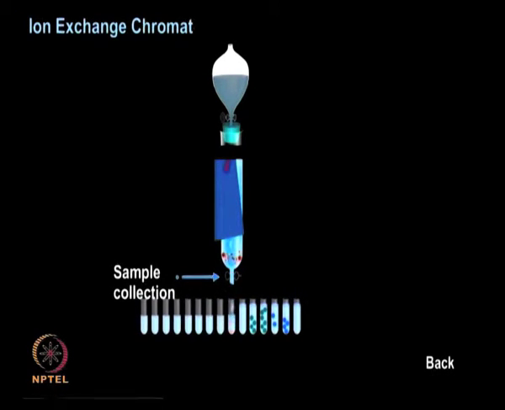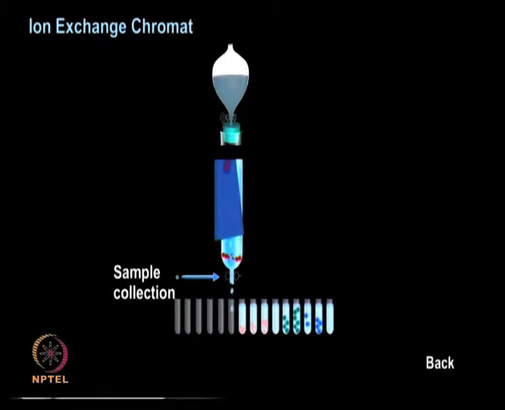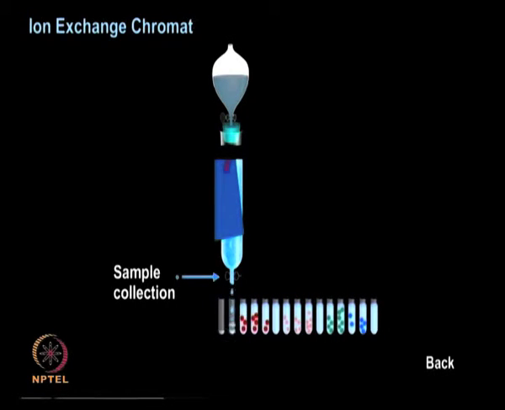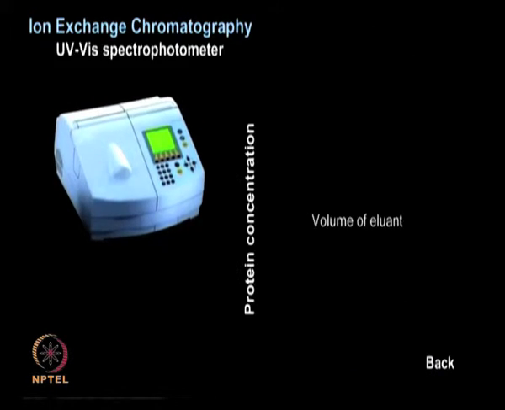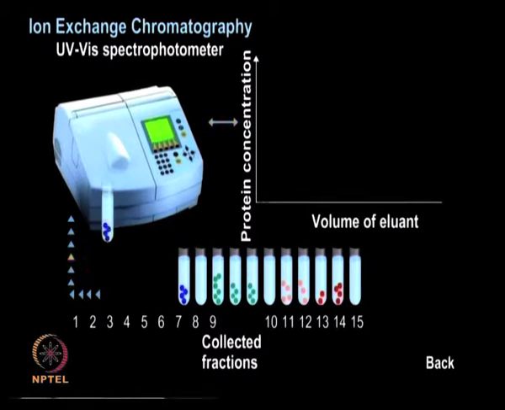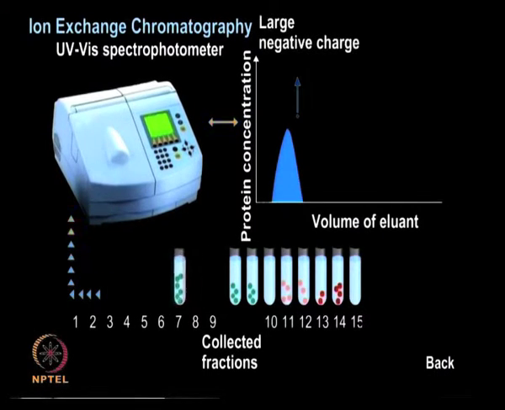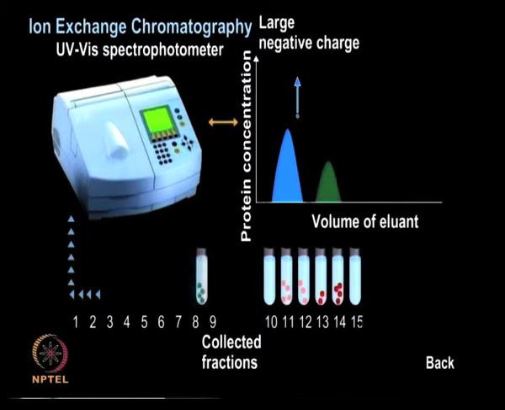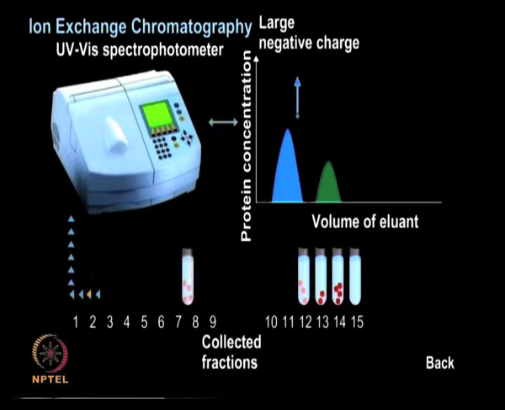Once all the fractions are collected, the protein content can be analyzed by using a spectrophotometer. So, analyze these fractions for their protein content by using a UV visible spectrophotometer at 280 nanometers. A graph of eluent volume versus protein concentration can then be plotted. In this particular example, the negatively charged large molecules come first and then the positively charged fractions come later.